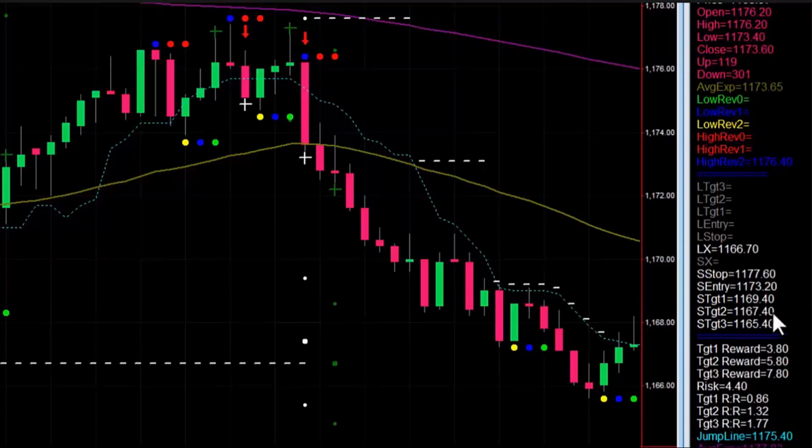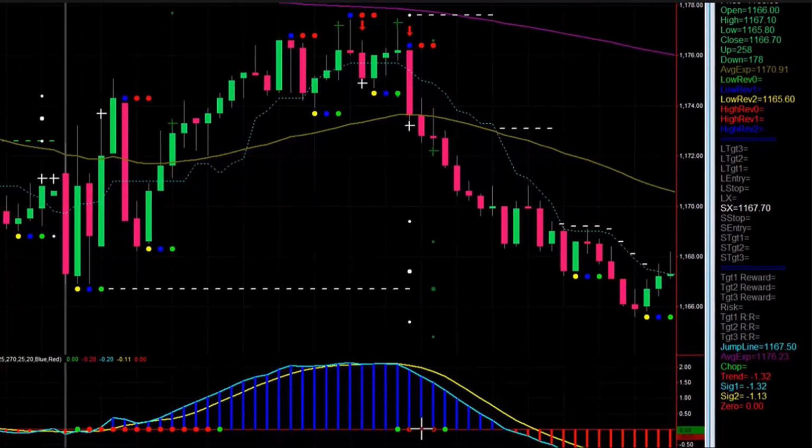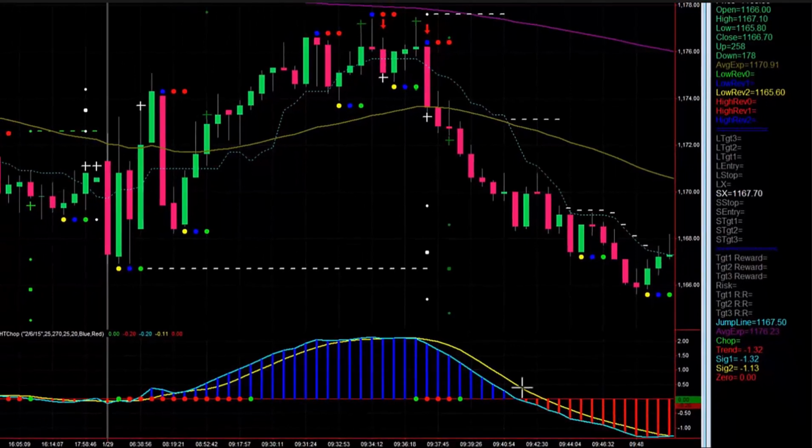1169.4, 1167.4, and then on target 3, that position, I'll put in the exit on the trailer. Notice the power boost we got when it came out of that chop zone, hit the green dot here, and then look how it just pushed it, spiked down, and it kept going down from there, which you could see following our high trend. You see how that works?